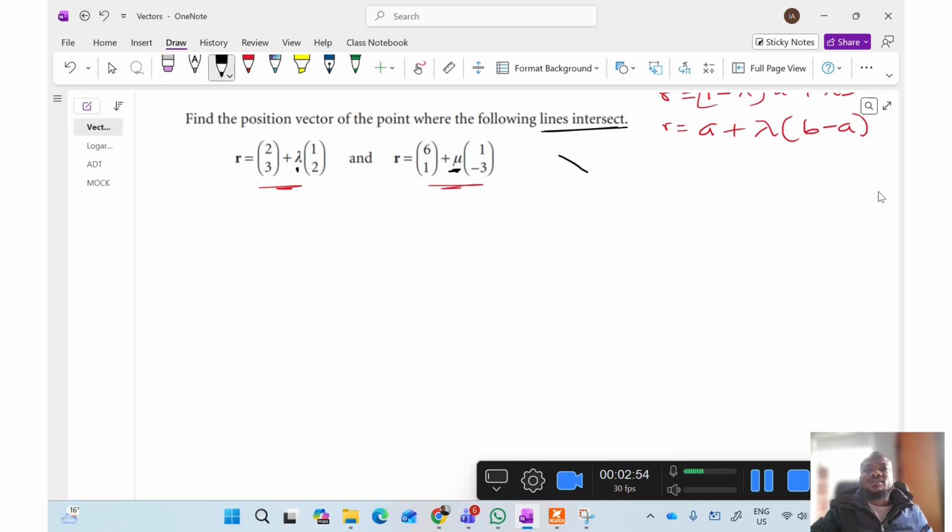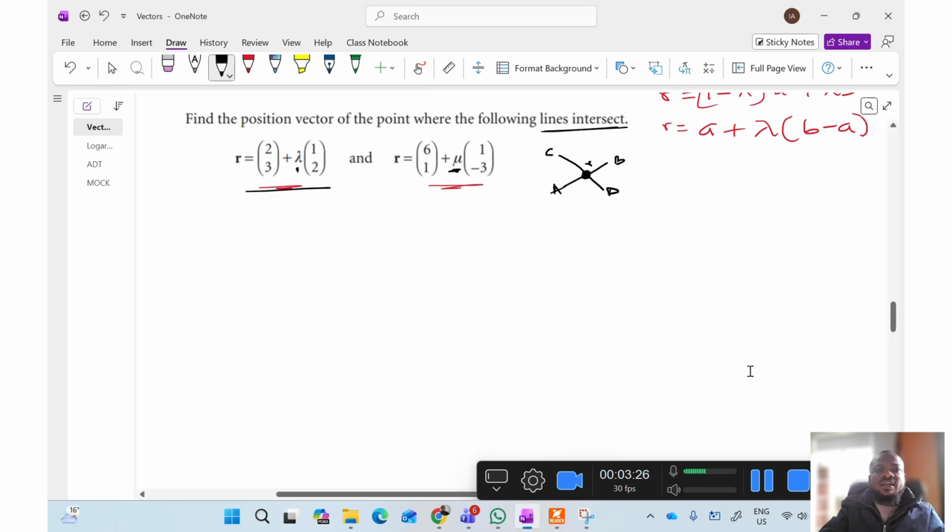So if you have two lines and they are intersecting at that point, that means the position vector of the intersection of both lines is the same. If this is line AB, for example, the position vector is R. If this is line CD, the position vector is also R. That means for both lines, the position vector is the same since they are intersecting. I hope you understand that. So this implies that this line and this line will be equal since there is a point of intersection.